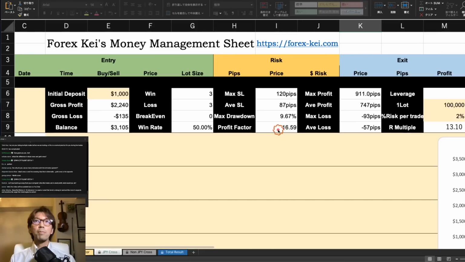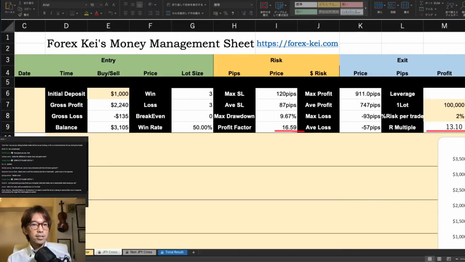But I look at the profit factor and R multiple. I only look at these 3 numbers in my day-to-day analysis. And for those who don't know about profit factor and R multiple, there is a video on my website where you can look at all these explanations, so you can refer to it and enjoy that content too.